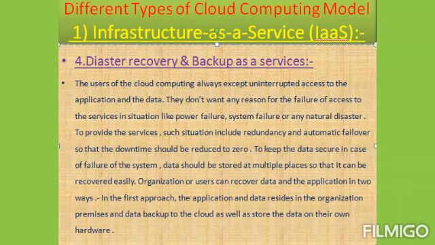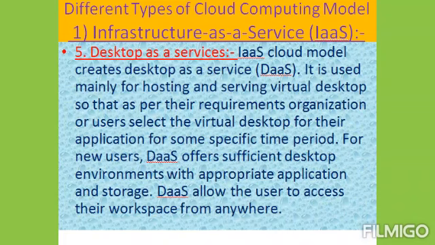An organization or user can recover data and applications in two ways. The first approach is that the application and data reside on the organization's premises server, and the data is backed up to the cloud as well as stored on their own hardware. The second approach is that virtual machines are used to store the data in the cloud. A virtual machine is the best choice in case of emergency to recover the data quickly and completely.